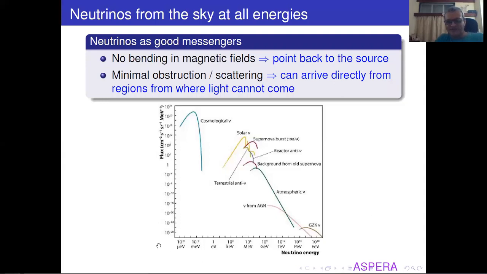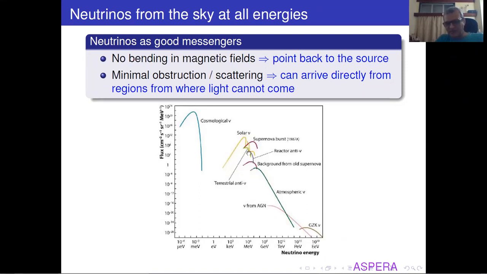The neutrinos that we can see in the sky can have a very wide range of energies. You see here, it can start from almost micro electron volts all the way to exa electron volts. At very low energies, we have cosmological neutrinos, which are the so-called Big Bang neutrinos that we mentioned earlier. We'll come back to them again. At the very extreme end, we have GZK neutrinos, which are neutrinos of very, very high energy. In the middle, we have different energy ranges for different neutrino sources.